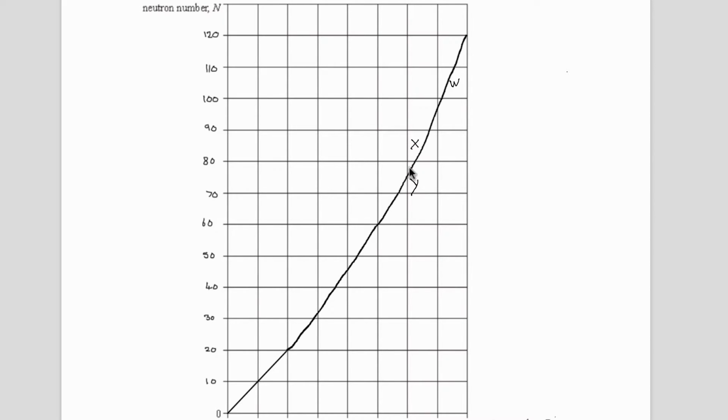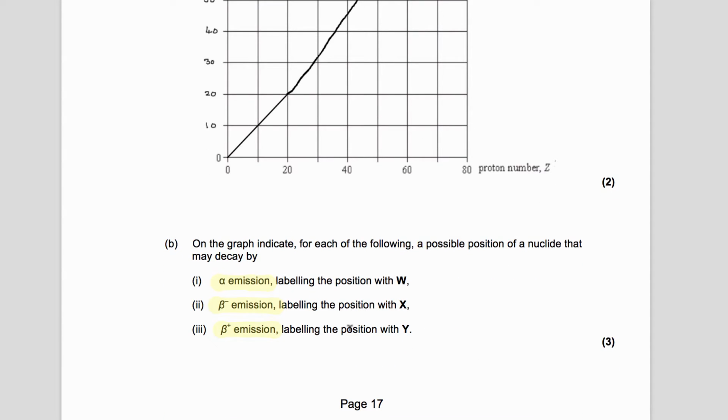Both of these still have to be close to the line. So the exam board say that you have to be within one diagonal of a square. So you need to put these letters really quite close to the line. But if you do that, you get 1 mark for each of those.